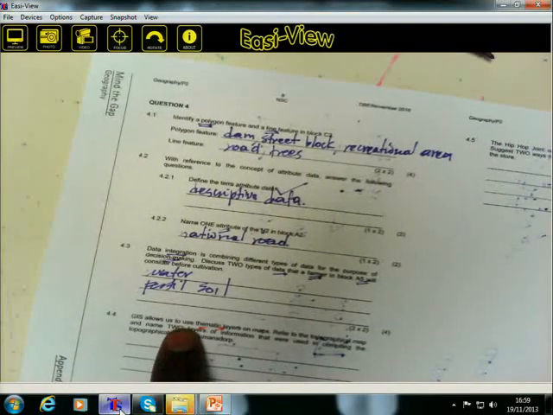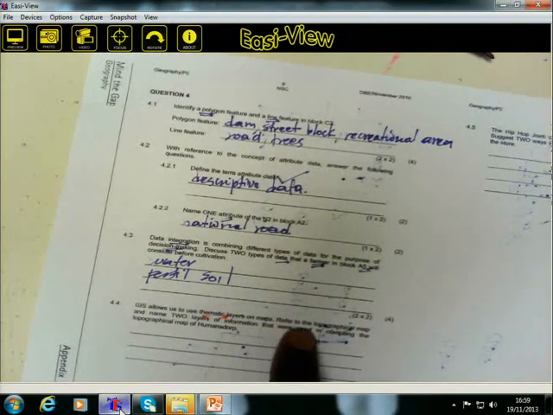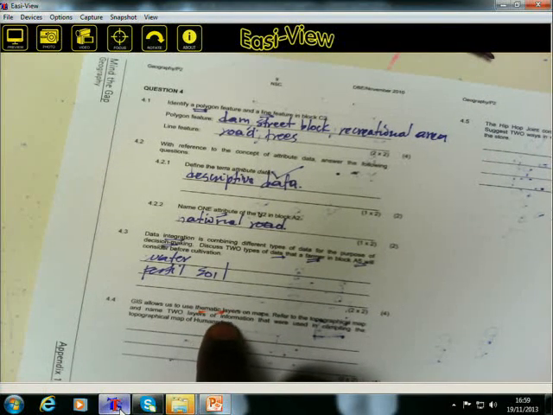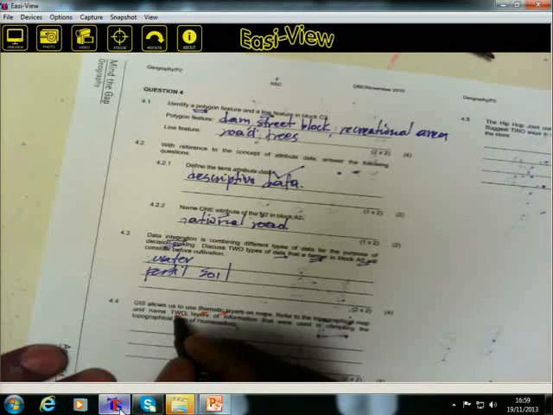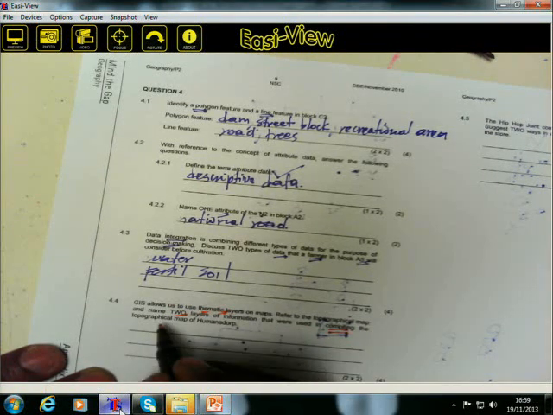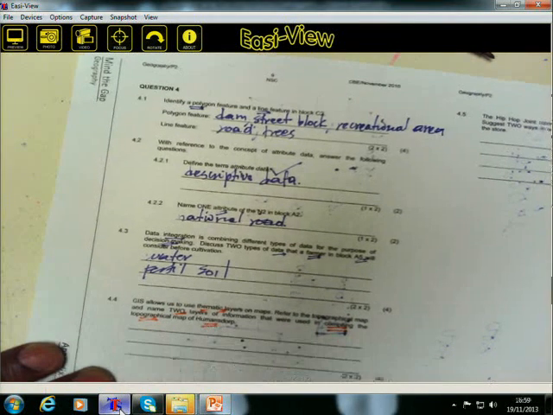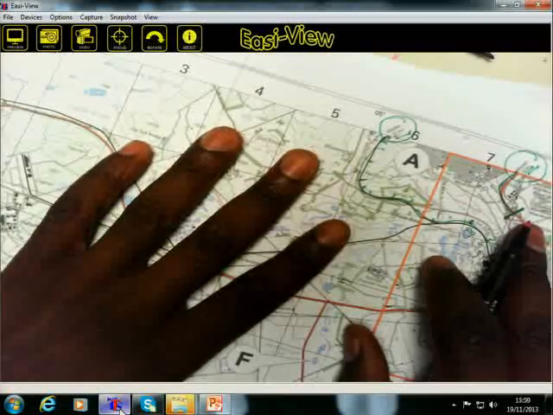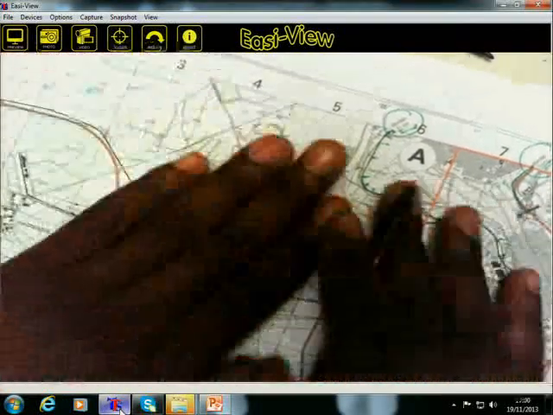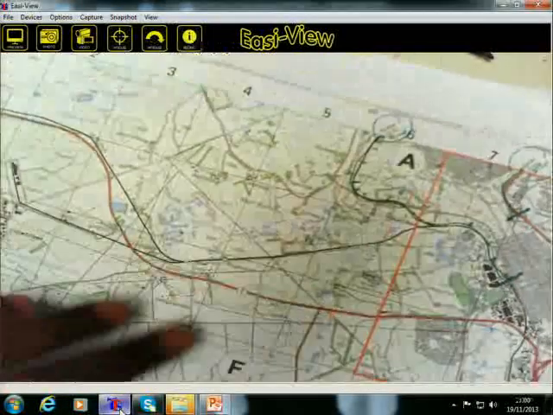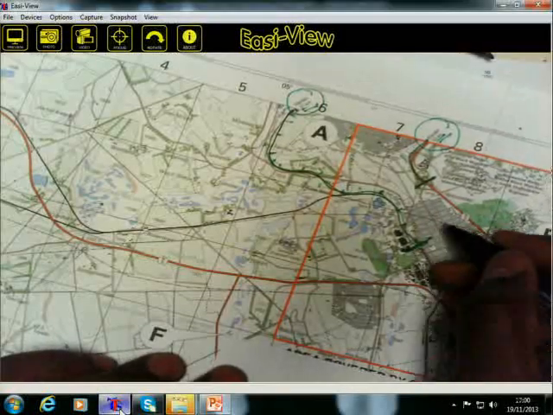GIS allows us to use thematic layers on maps. Refer to the topographical map and name 2 layers. I must name 2 layers of information that were used in compiling the topographical map for human settlement. Now remember the slide that I just showed you. Now here's a map. Before this map was complete, it was finished with many layers. For example, when you look at just this area covered by the orthophoto map, you've got streets.